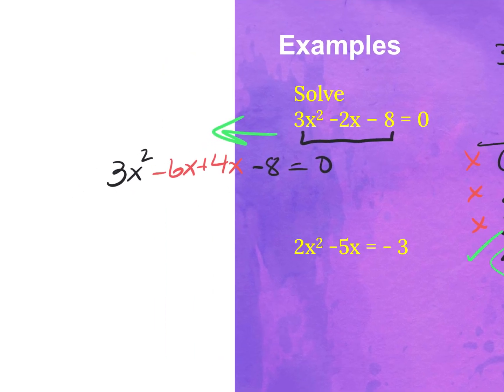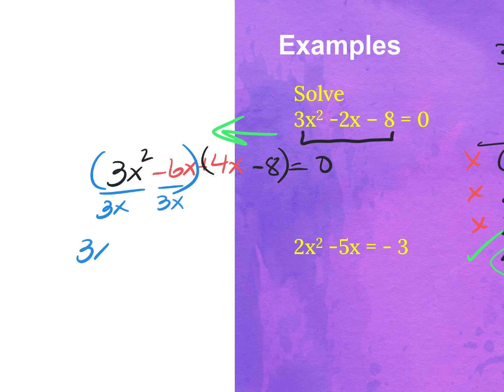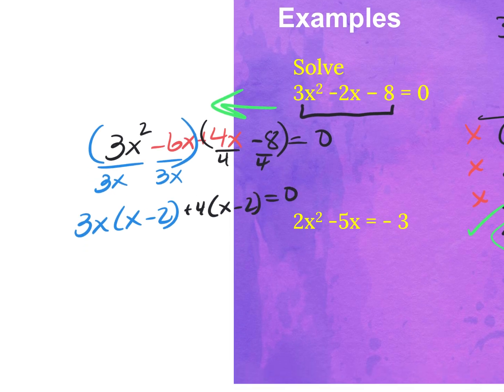So now I'm going to make groups. So I can do a blue group here. And let's just do a black group so it shows up. So the GCF of my blue group will be 3x. Divide it. The GCF of the second group will be positive 4. Divide it. And now take what's in common, the x minus 2, and then also put the two GCFs together.